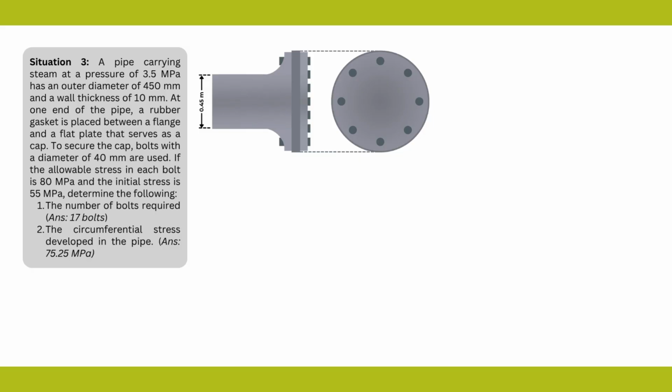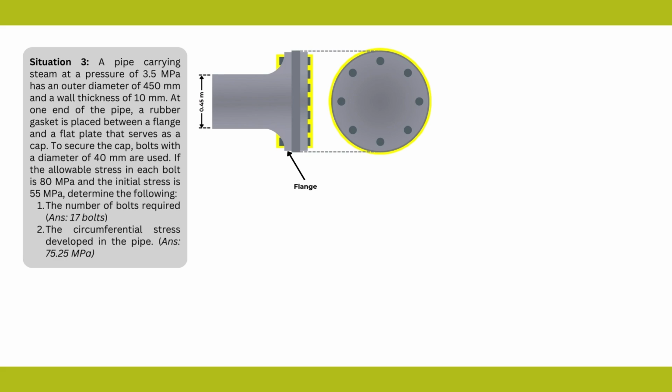To solve this case, let's run through our present variables muna. So sealed ng flat plate cap natin yung pipe na nagre-release ng 3.5 megapascal pressure steam. And with that, nakafix yung cap sa flange ng pipe using 40mm bolts. Ang gusto natin malaman is kung gaano karami yung bolts na need natin gamitin, given na may capacity lang yung bawat bolt natin na 80 megapascals.